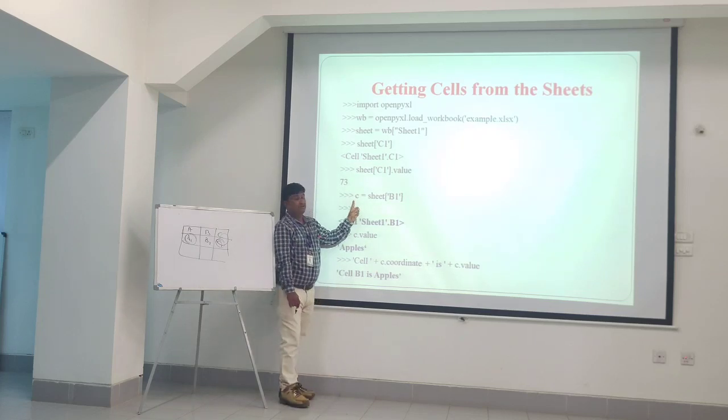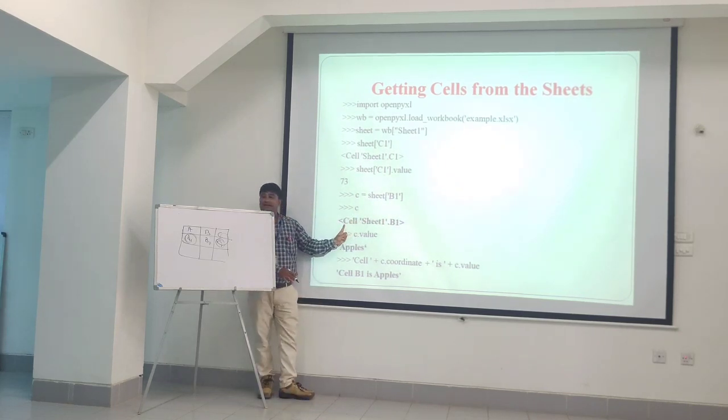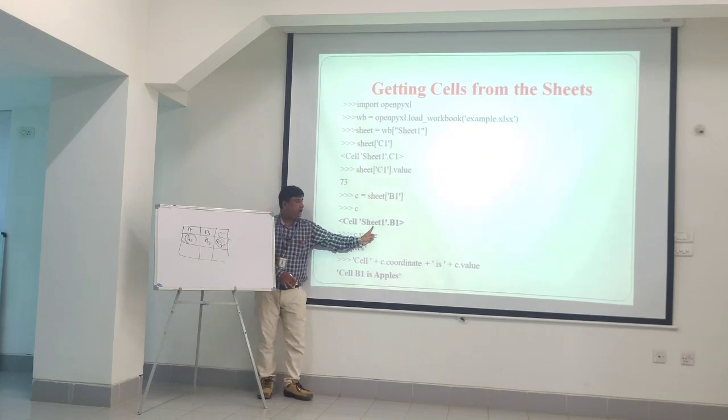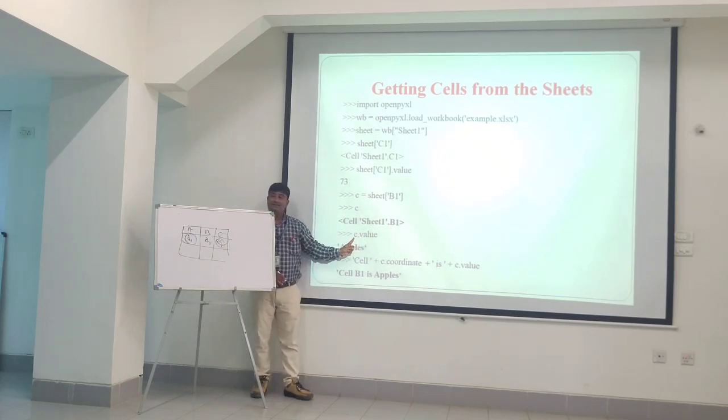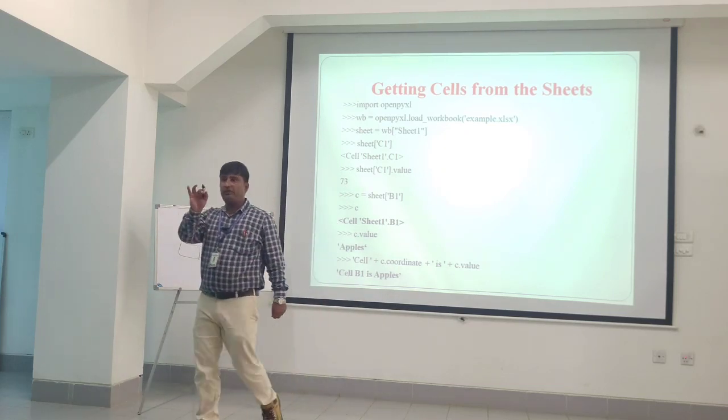Understood? Next, c = sheet['B1']. As per your reference, what is c? c is a variable, sheet['B1']. Then if I type c, what does it contain? The cell of sheet['B1']. Then c.value. What does c.value mean?